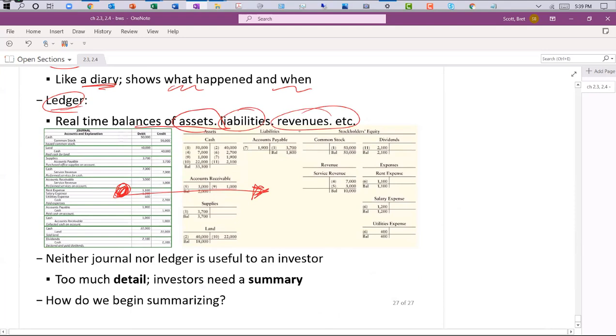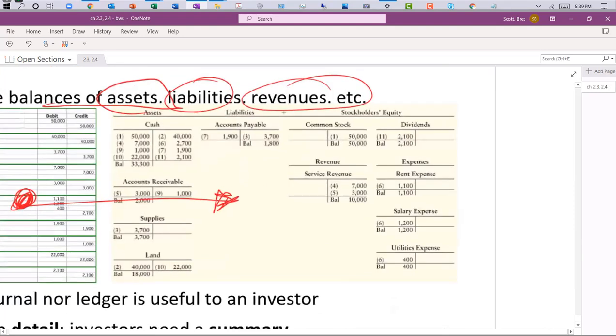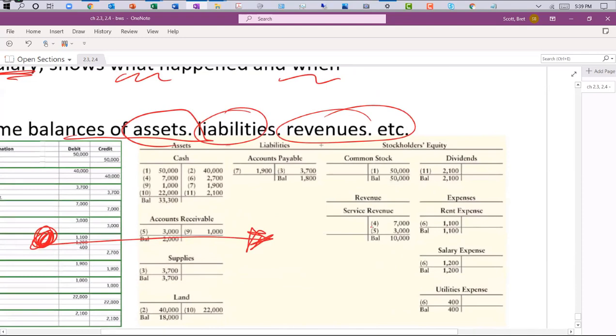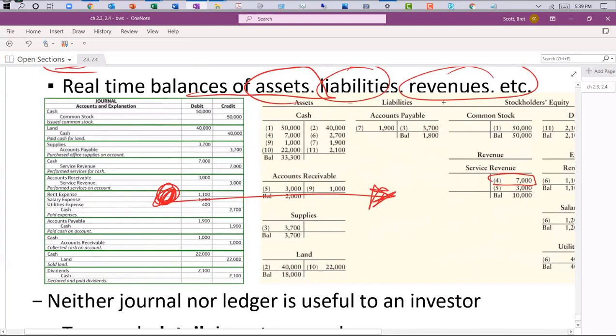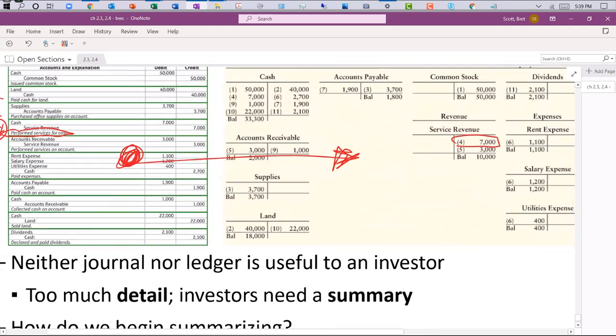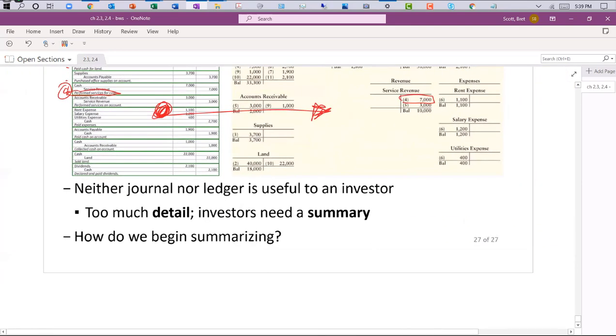If I want, for instance, to know where this revenue came from, it's difficult for me to understand the transaction. I know I earned revenue, but what did I get in this case? I can find that transaction, number 4, in the journal and see, oh, I performed services for cash. The journal gives me more information about the transactions. The ledger provides me information about what the account balances are and how they change. So overall, these two documents are going to be useful to help us summarize what went on in the business. And that's what Learning Objective 2.5 is all about.